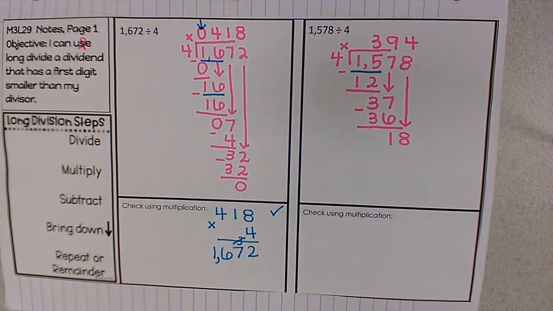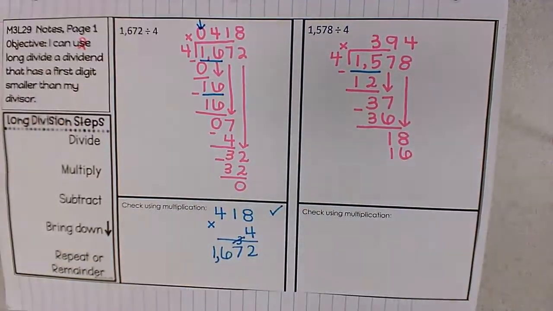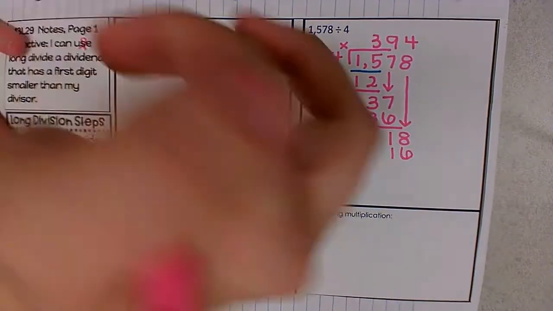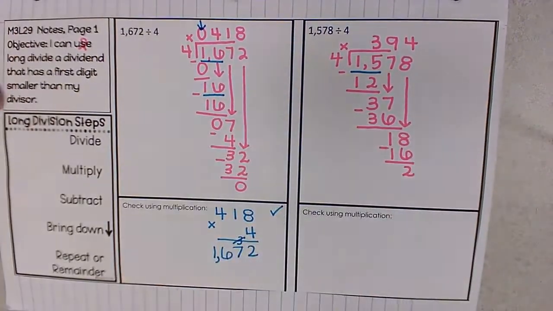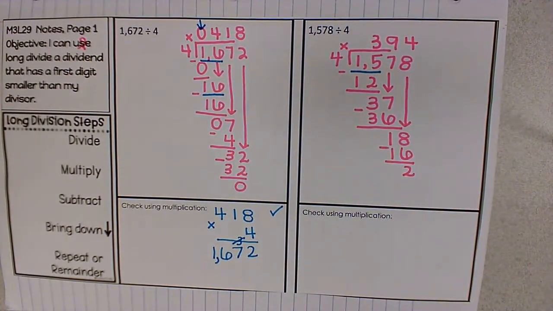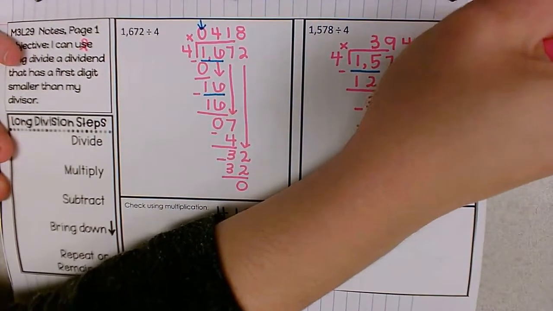Multiply. 4 times 4 equals 16. Divide, multiply, and subtract. 18 minus 16 equals 2. Bring it on down. Nothing left to bring down. That means my number left over is my remainder.